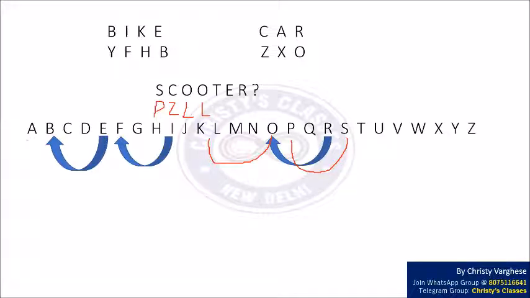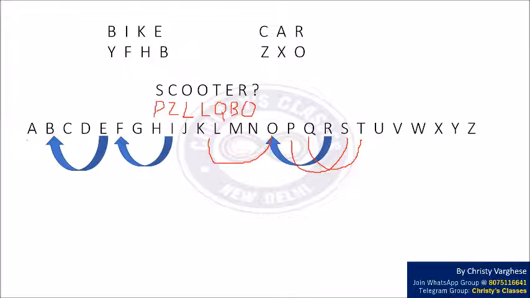Now consider T. T is coded to a letter which is 3 steps backwards. So T has to be coded to Q. So the coding of T is Q. Now consider E. E is coded to B. And finally consider R. R is already coded to O. So we can see that the coding of scooter is PZLLQBO. So scooter can be coded as PZLLQBO in this cipher language.